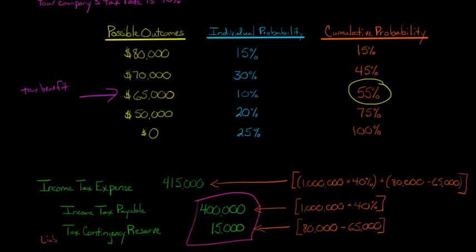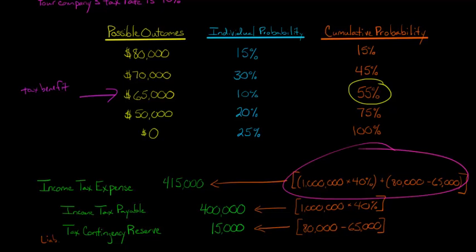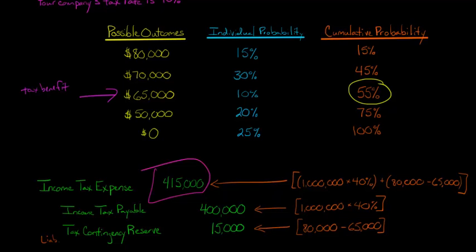Now, if you add these two together, you have income tax expense of $415,000, okay? And now all we're doing with that is we're saying, look, we cut a check to the IRS for $400,000, plus we've got to say that we're probably going to have some additional tax liability because we took an aggressive position. So we add those two together, and that gives us our income tax expense of $415,000.